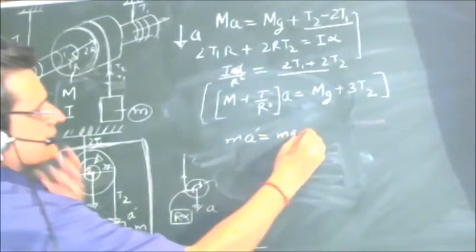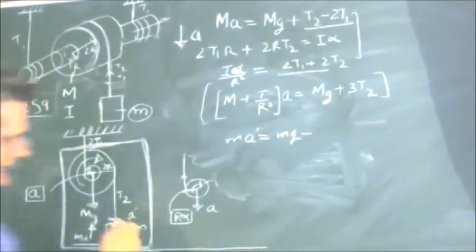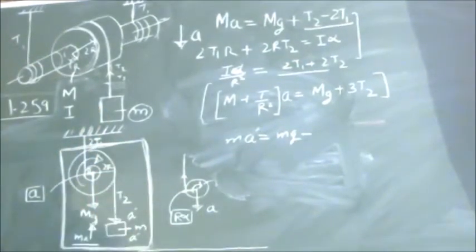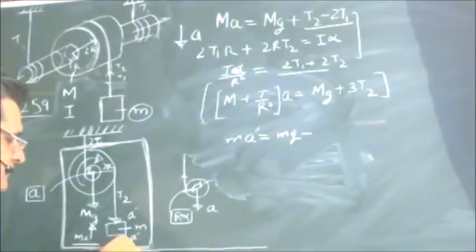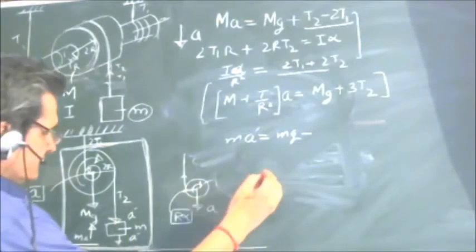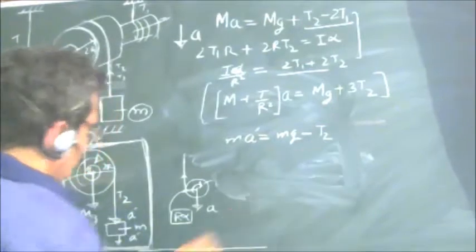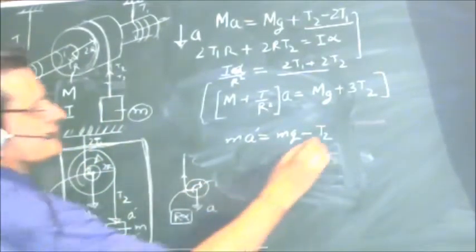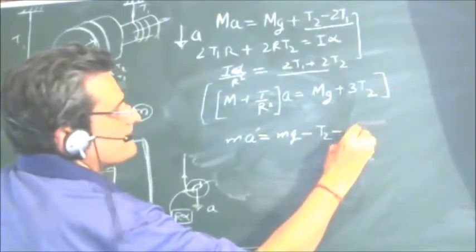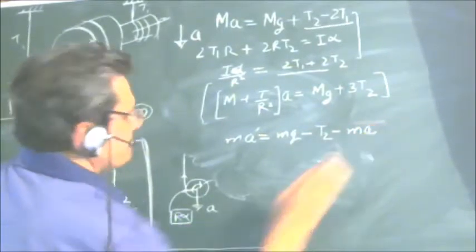The upward force will be minus, because it is against the direction of acceleration which we have taken. We have taken its acceleration a dash downwards in this frame. So m a dash is equal to mg minus T2, and also minus the pseudo force, minus ma.